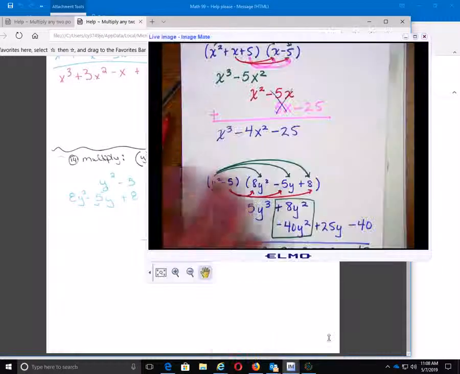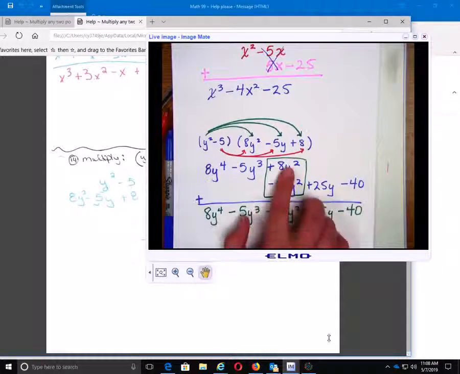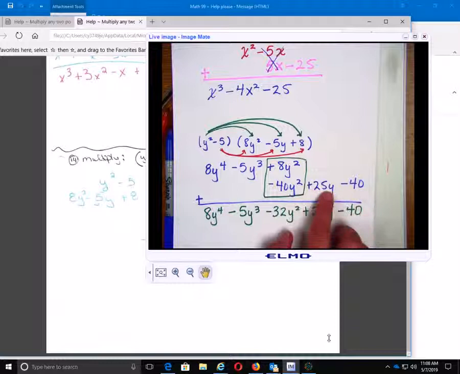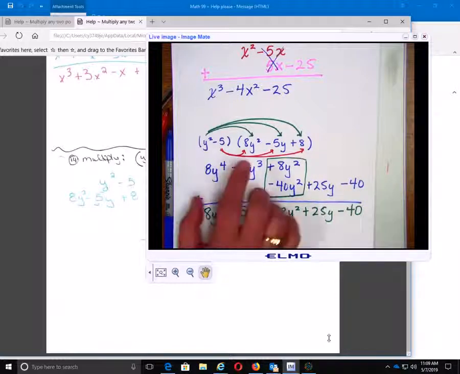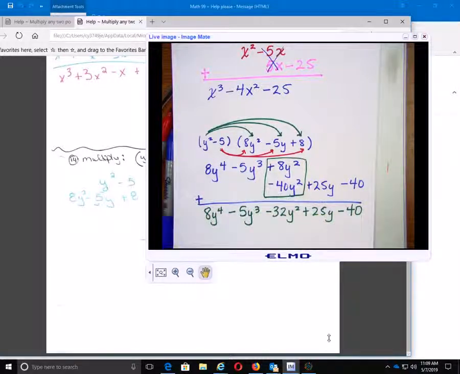All right, once again here, notice y squared and a y squared, but this is just a y. All right, they can only be combined if the variables are exactly alike.